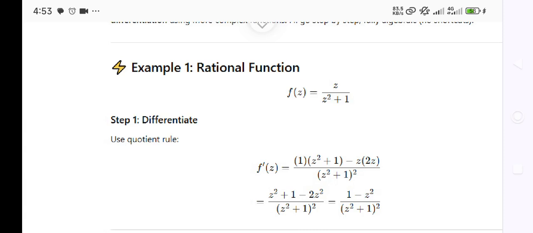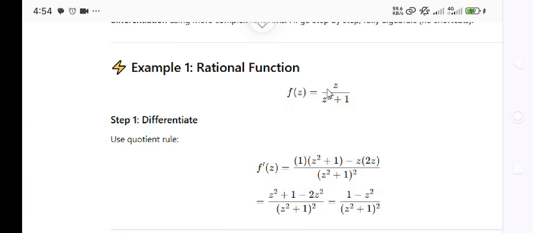This is another example. This question is a rational function. Rational means fractional. It's fractional in nature. So this particular one, we can use the quotient rule here because it is division, purely division.